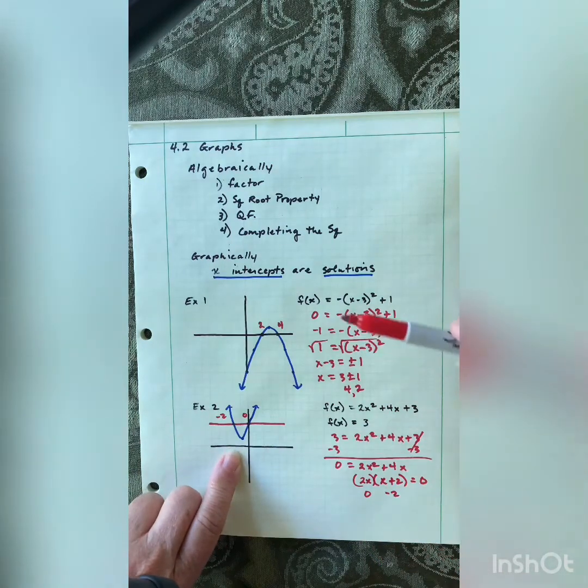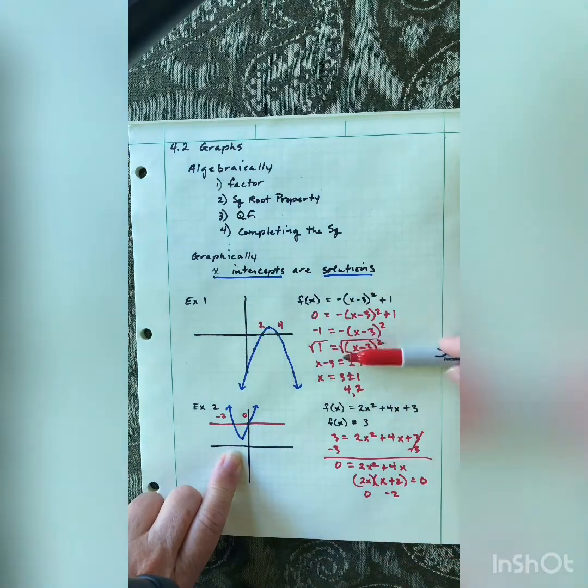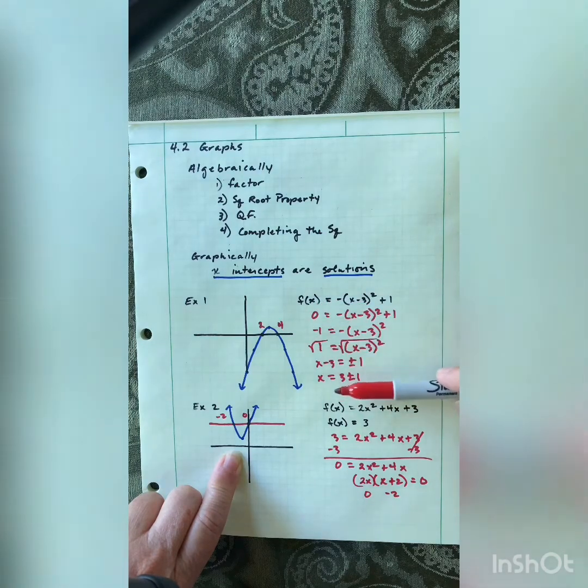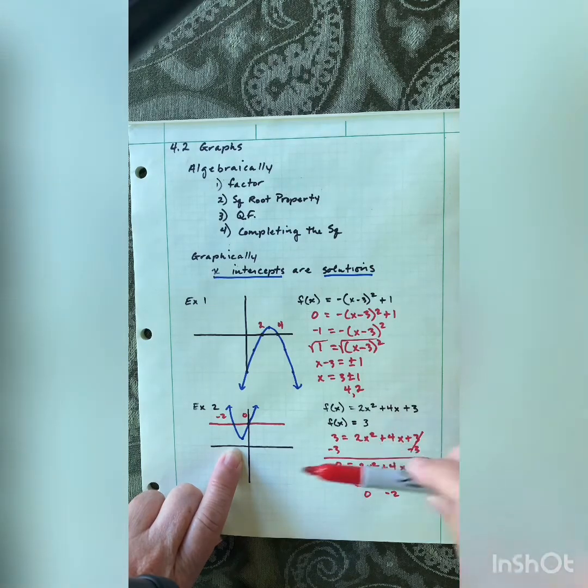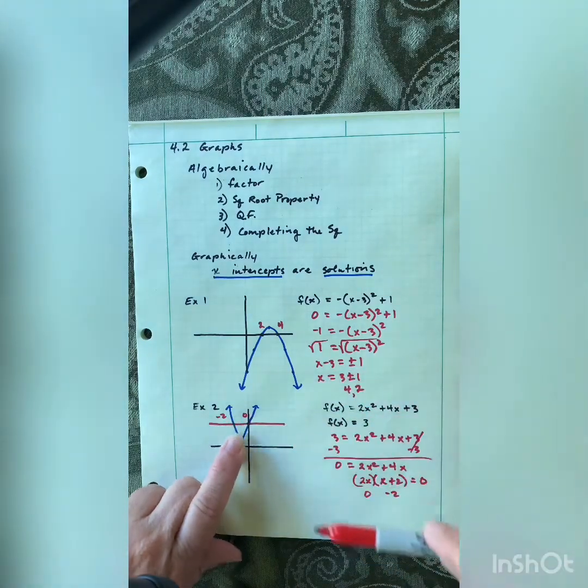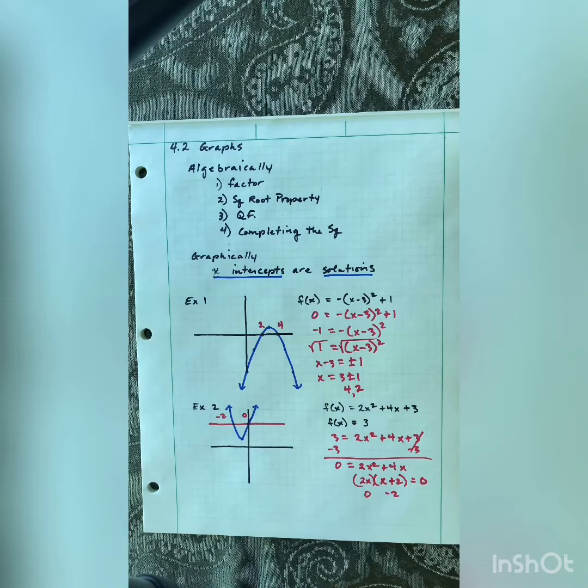Most of the time they will ask you to just solve it, and that's when your f of x is 0. But every once in a while they'll say, here is the one equation, here is the other one. They want to know when f of x is 3, so you just put that line on there and see where it is crossing there.